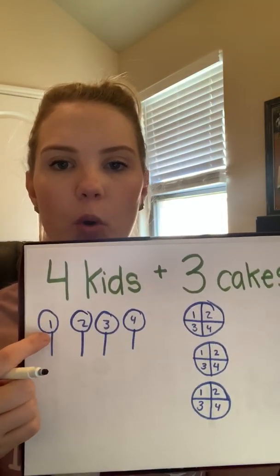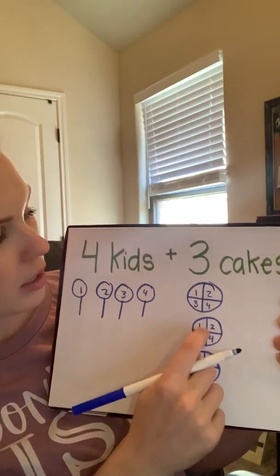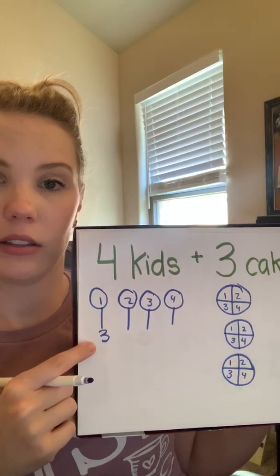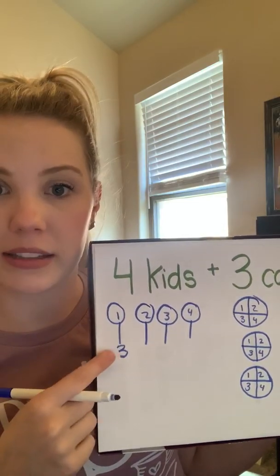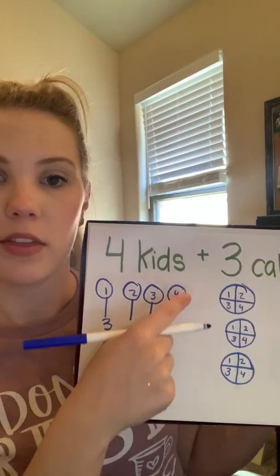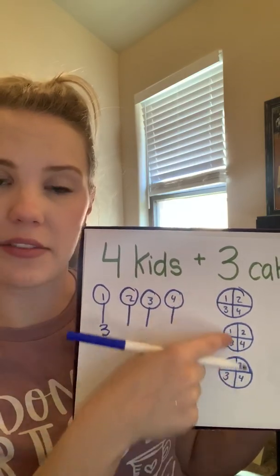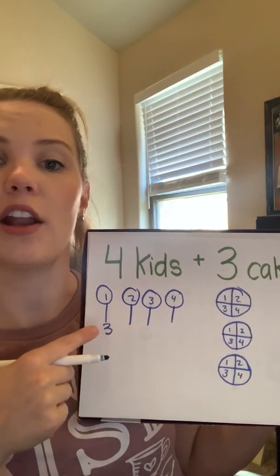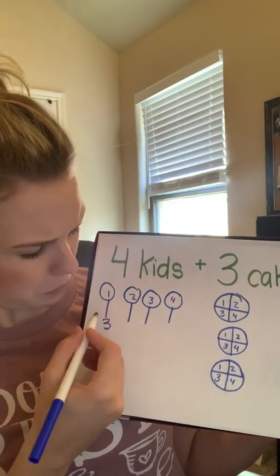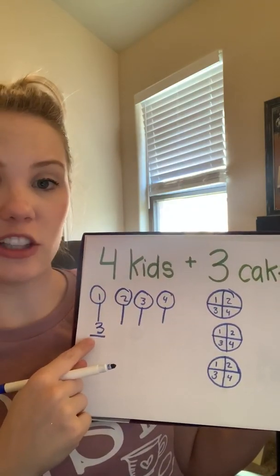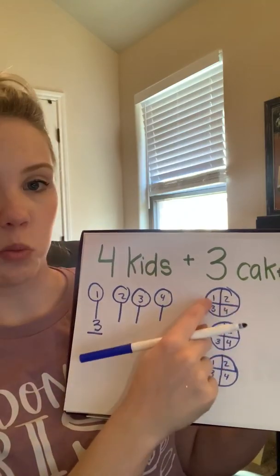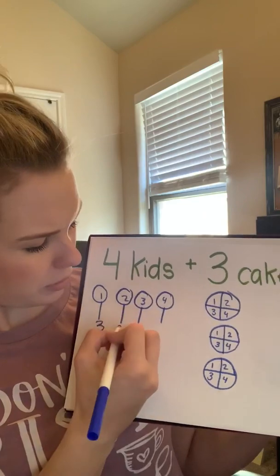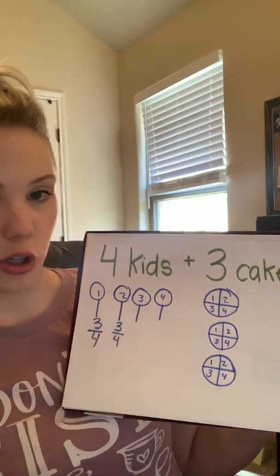So let's look at person number 1. We're gonna find all of the ones. 1, 2, 3. So person number 1 got 3, but they didn't just get 3 because that's a whole number. That would mean they got all 3 of these cakes. Would that be fair? No, right? So they got 3 pieces that were cut into, what is one of the wholes cut into? 4ths. So person number 1 got 3/4. Person number 2 got 3/4.